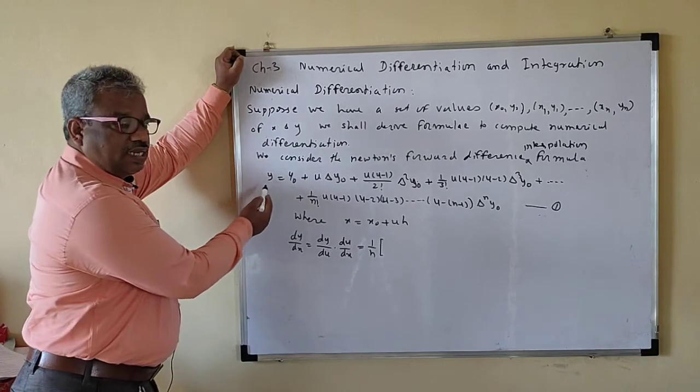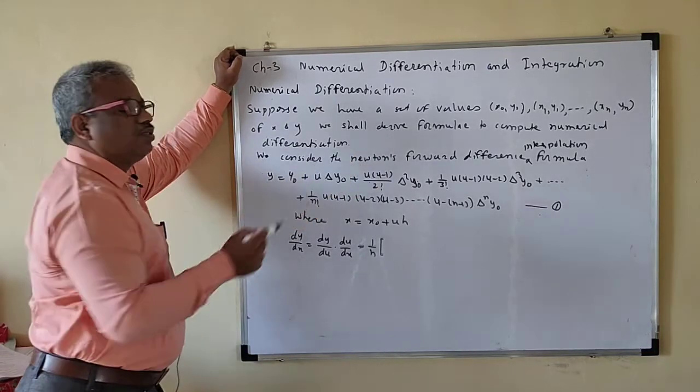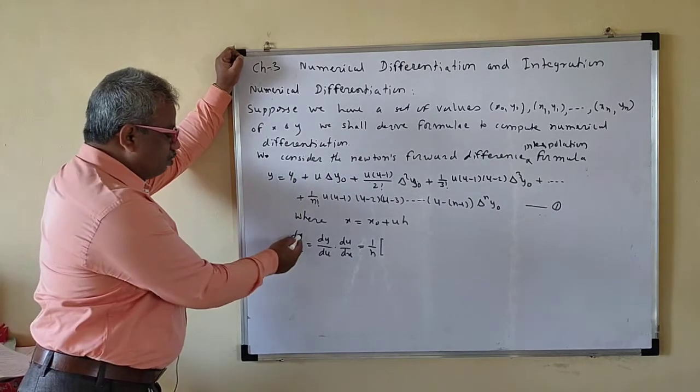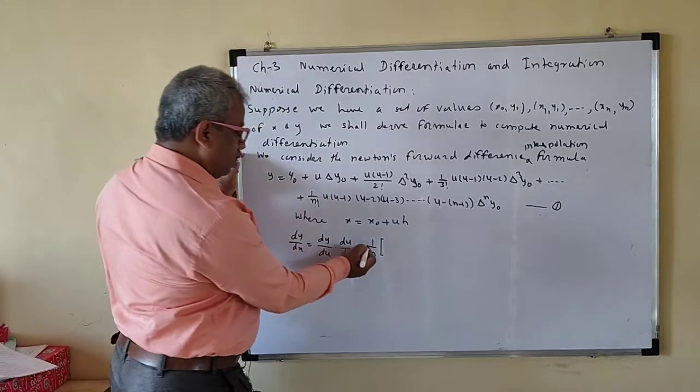So we have to differentiate this. We have y as a function of x, so you have to differentiate y. But here y is a function of u, so we'll apply the chain rule. dy by dx is dy by du into du by dx, where du by dx is 1 upon h.